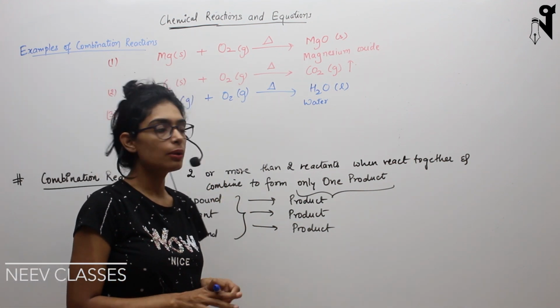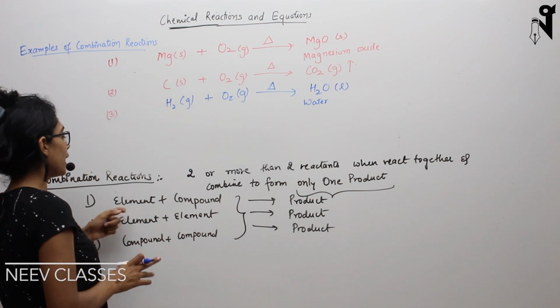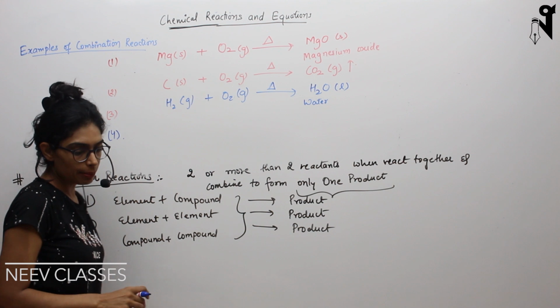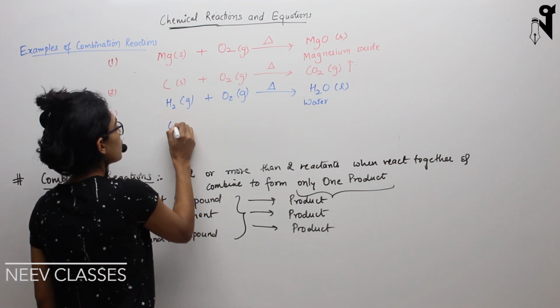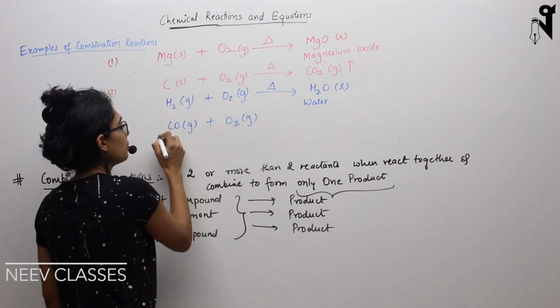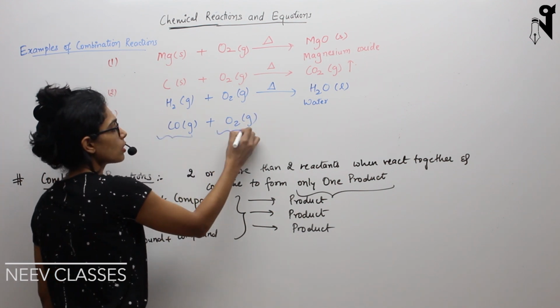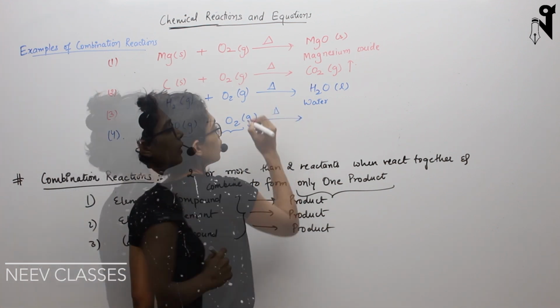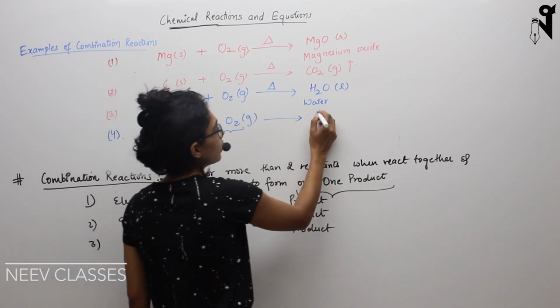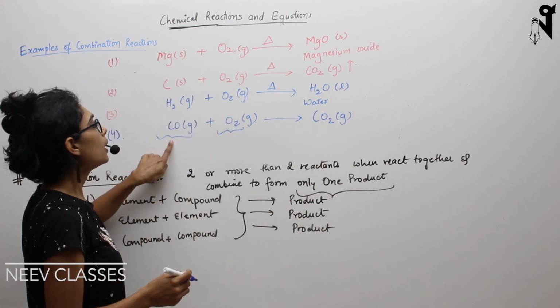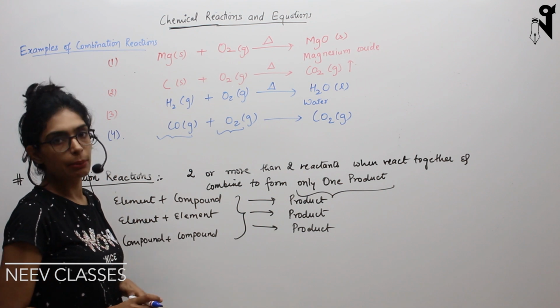Now I'll take some examples where we are taking a combination of an element and a compound. So let's see the fourth example. What is the fourth example? The fourth example is carbon monoxide reacting with oxygen. Carbon monoxide is a compound, oxygen is an element. Both of these are combining together, and if both are reacting together, they will form carbon dioxide gas. So here is an example where one is a compound and the other is an element.